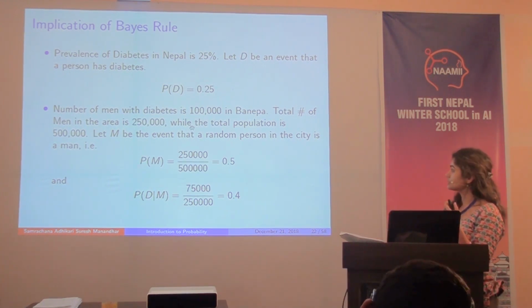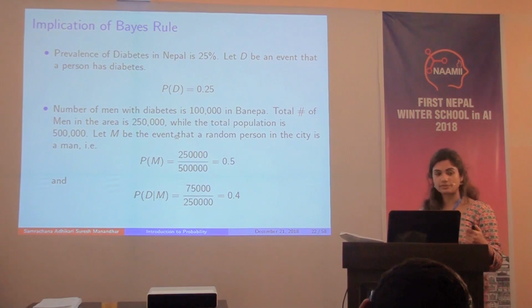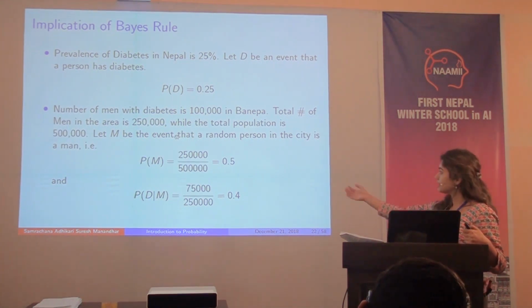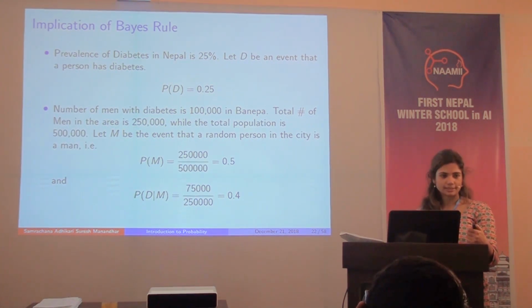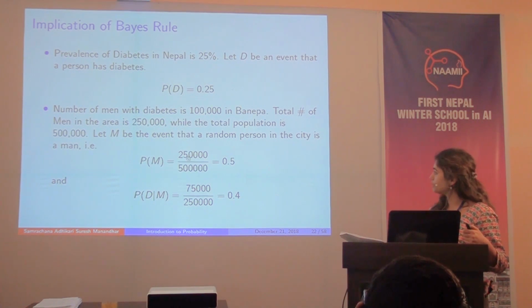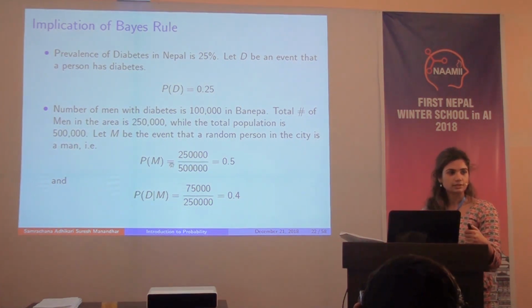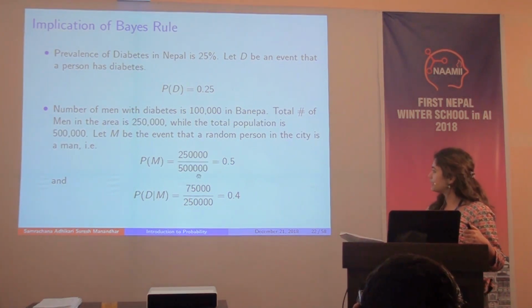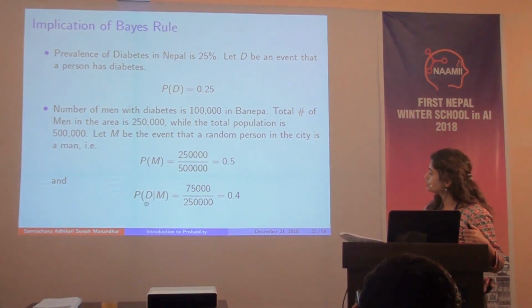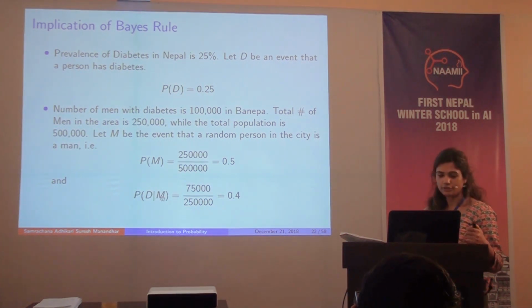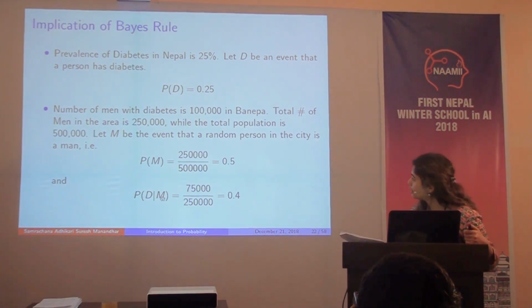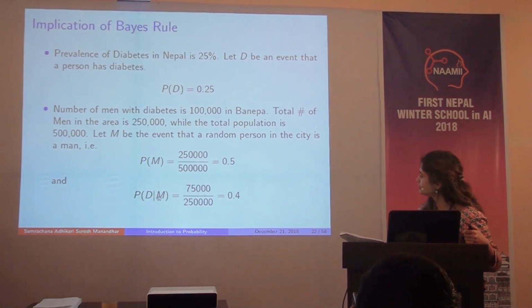So what this gives us is a couple of different probabilities. We can see the proportion of men in that town, which is the number of men over the total population, right? And then we also know the probability of diabetes conditional on being a man.